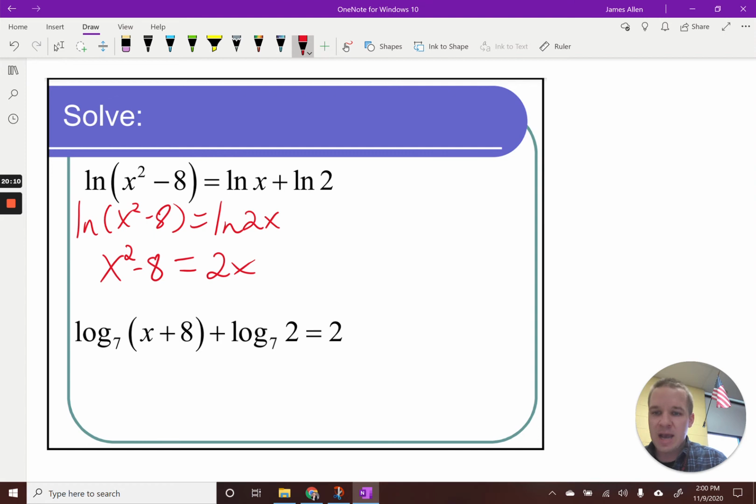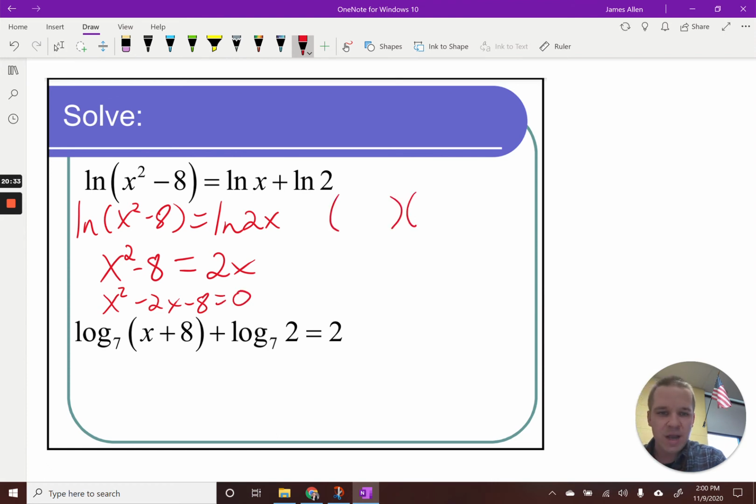Now I can use one-to-one property, and I'll be able to set my arguments equal to one another. And now, what do we do? What do we do? You should know this, okay? I often see people that are like, oh, I'll just like start square root and things like that. It's like, what? You have a quadratic. Set it equal to 0, factor if possible. You know what I'm saying? So I'm going to do that. So I'm going to subtract 2x off: x squared minus 2x minus 8 equals 0.